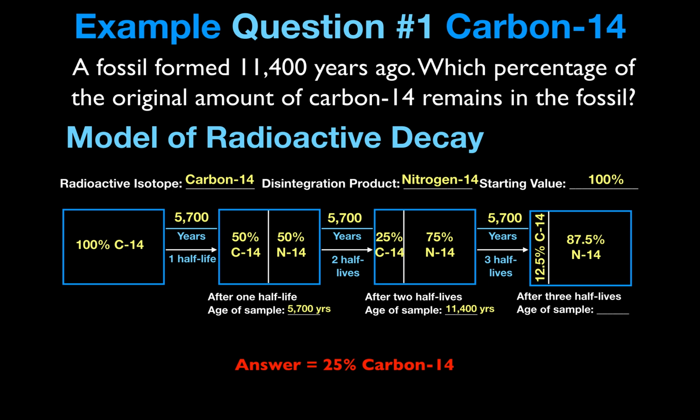At this point, if we want to find the age of a sample that has 12.5% carbon-14, we have to add up all of the time that has passed since the beginning. So 5,700 plus 5,700 plus another 5,700 gets us to 17,100 years. So this is an example of how to use this model of radioactive decay for carbon-14 when you're dealing with questions regarding the percent remaining.